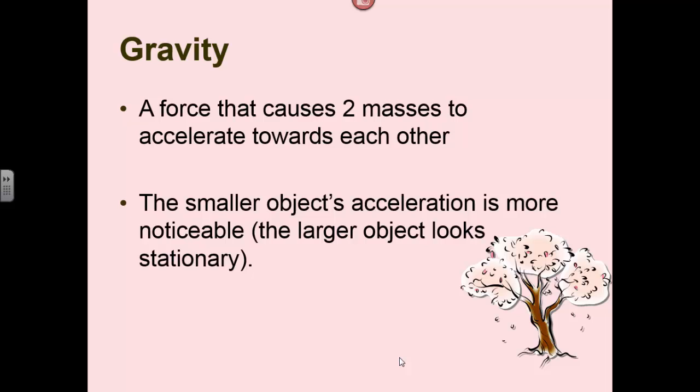The smaller object's acceleration is more noticeable, and the larger object usually looks stationary, meaning it looks like it doesn't move. So last week when you dropped your meter stick, the meter stick was the smaller object, and it looked like it moved. And the Earth would have been the larger object, and it looked like it didn't.